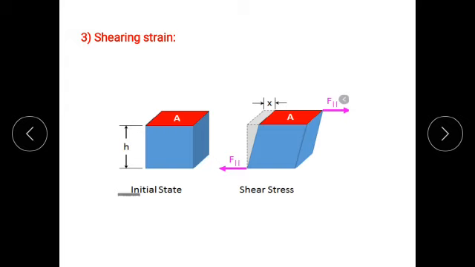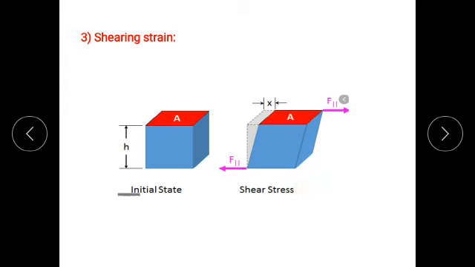Then the third type is shearing strain. Here this is the box, and this is the initial stage of that box. This is H, that is height, and this is A, surface area A. When a tangential force is applied from any side, the base is fixed, but that side changes its shape. See here this small x, this is the change in shape of that object, and it is due to the tangential force, and that is called the shear stress.